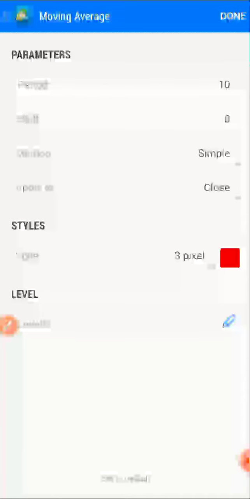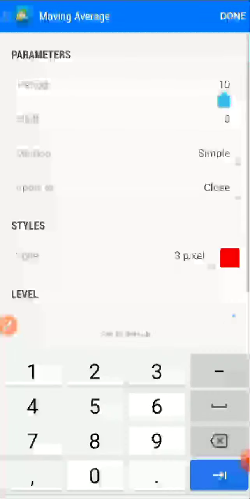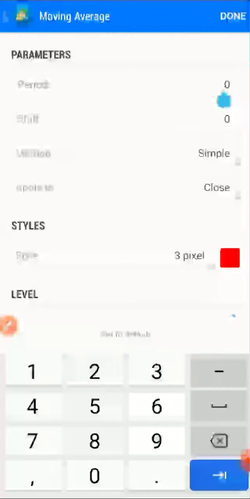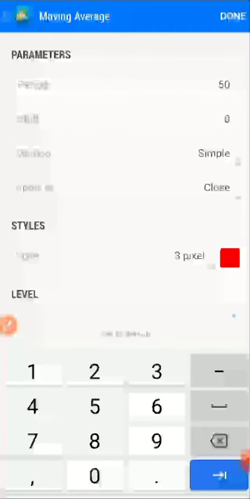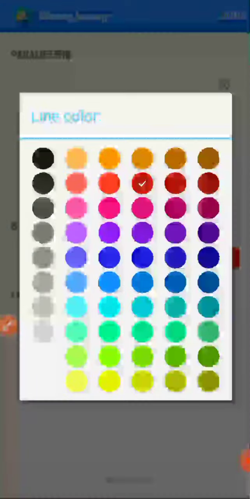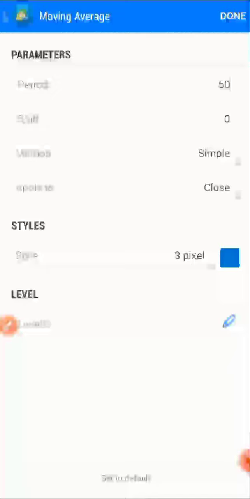Okay, here is the moving average. You can set it to any period you want. You can set it to 100 or 50. For me, my best moving average is the 50 period moving average. So let me set it to 50, and I love blue. I just love blue. Let us use blue.